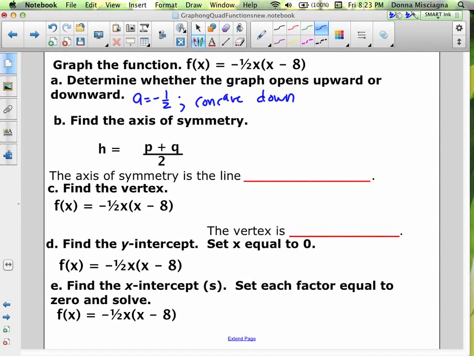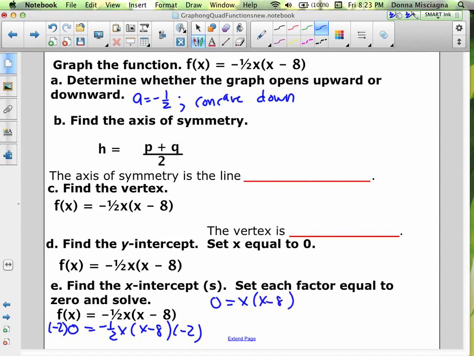So remember, you plug in 0 for the f of x here. And if we were to multiply everything by -2, that would eliminate that -1/2, because a negative times a negative is positive, and half of 2 is 1. So now we would have just a coefficient of 1. We'll do this to the other side too, because if we do it to one side, we've got to do it to the other side. Well, 0 times -2 is 0. So we have 0 equals x times x minus 8.